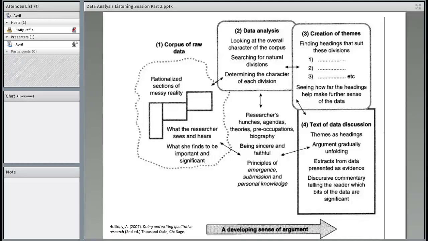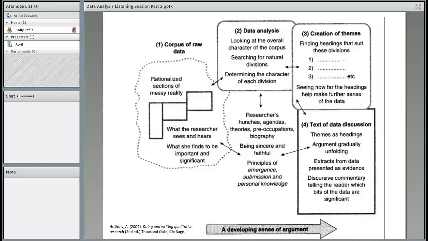Because throughout the process, you've been reading your transcripts over and over as you organize them into guiding questions and delineate different speakers, you're already really familiar with what the overall character looks like. And this is the point at which you can start looking for those natural divisions.